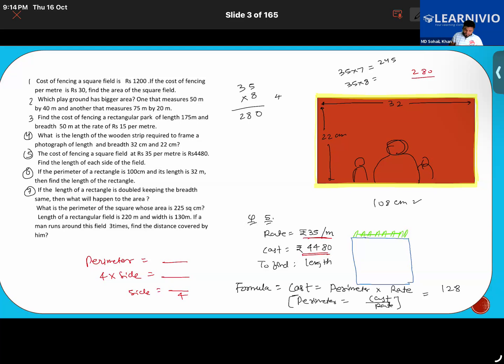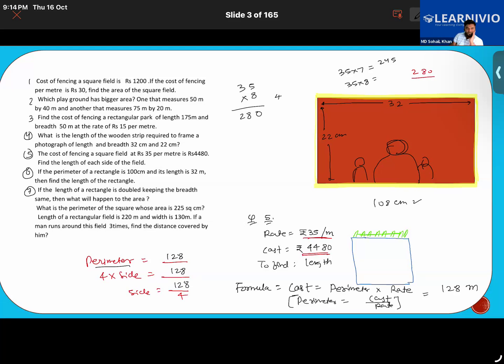So thereby it is going to be how much? 128. Right now you have only calculated the perimeter. That is 128 meter, no? Yes, perimeter is equal to 128 here. Perimeter's formula for square is 4 into side. So 4 into side is equal to 128. Now side is going to be 128 divided by 4. Now you divide 128 by 4 and tell me the answer.